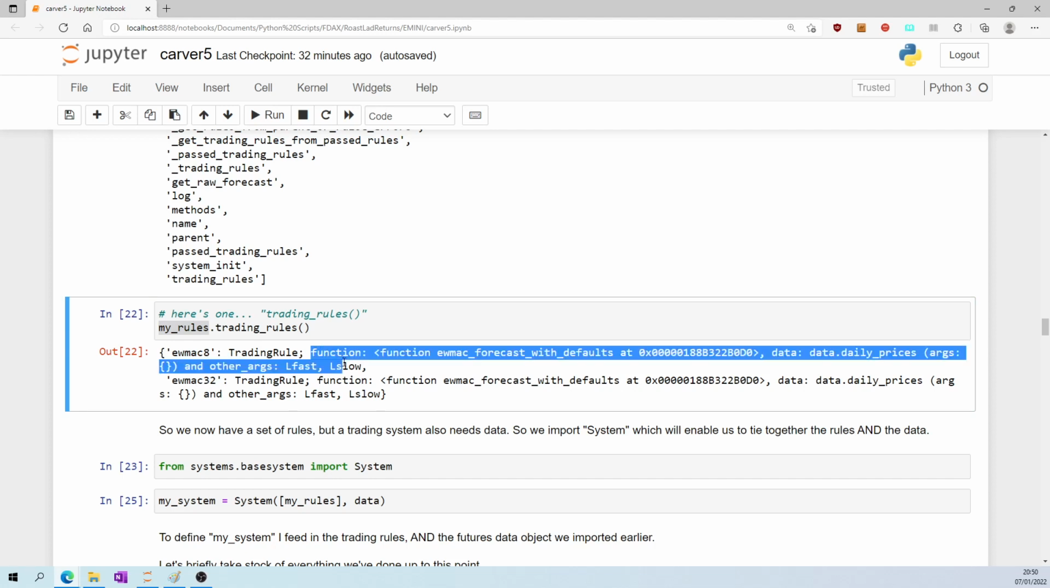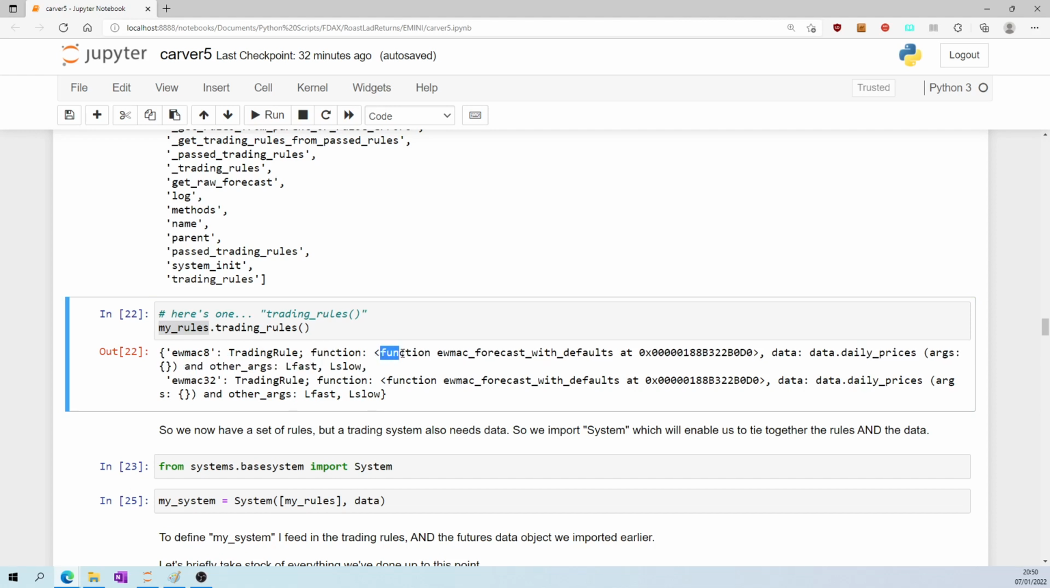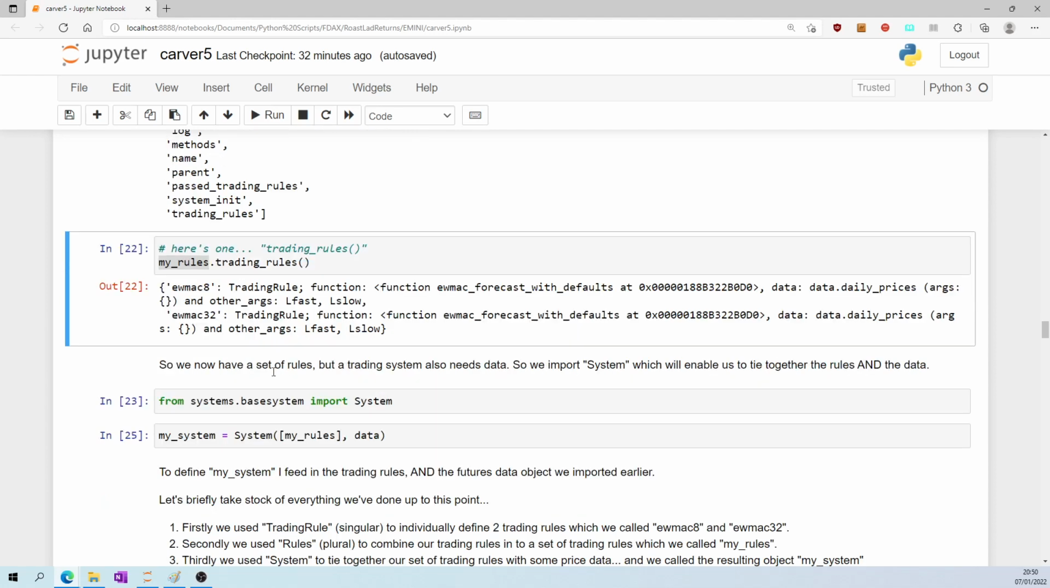And it just tells you a bit about the provenance of each of those trading rules, that they are derived from the function EWMAC forecast with defaults. They rely on daily price data to function, and the key other arguments for both of these rules is the look back windows for the fast and the slow moving averages.